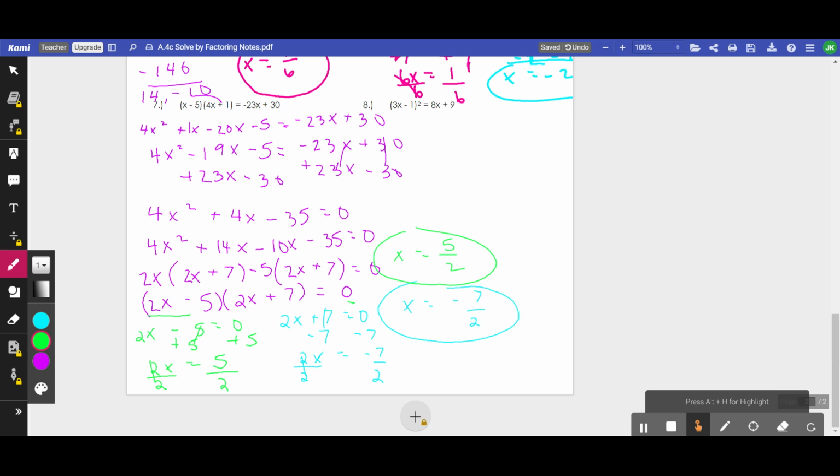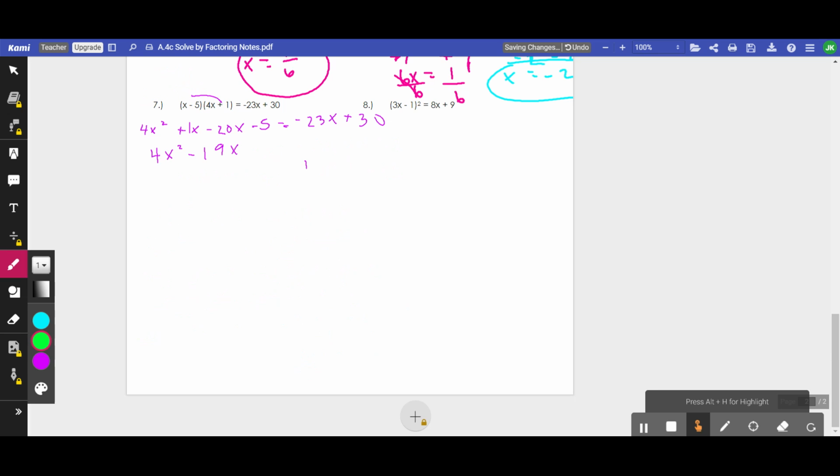And then for the very last one here, I'm going to erase all this so we have more room. For this last one, you have 3x minus 1, quantity squared, equals 8x plus 9. You'll want all your terms on the same side, but for the first one, you have 3x minus 1 squared. So for this, you're going to multiply by itself. I'm going to write it out like this first. So you're doing 3x minus 1 times itself again, like that.